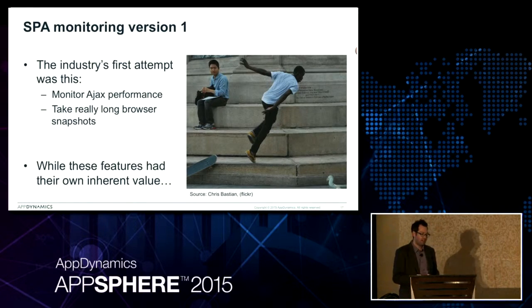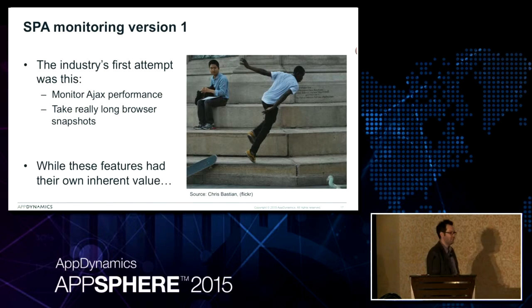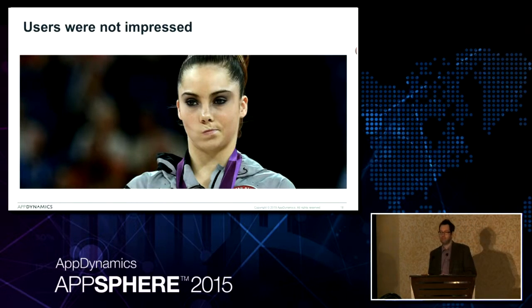This was our first crack at this. We said, all right, single-page apps, people are interested, and they seem to really use this Ajax thing. So what if we wrap the XHR function and monitor that directly? Some other competitors took other approaches, where they said, maybe if we just take really long browser snapshots, we'll capture some of the goodness. I'll say this Ajax feature has been great. We hooked it up with BT correlation, and people have solved some problems with it. It's been nice, but in the end, users were not particularly impressed.